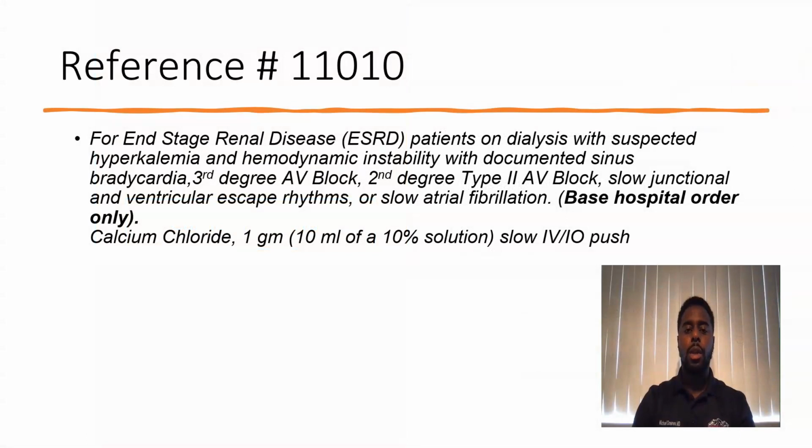So, the change in policy reads as follows. For end-stage renal disease patients on dialysis with suspected hyperkalemia and hemodynamic instability with documented sinus bradycardia, third-degree AV block, second-degree type 2 AV block, slow junctional and ventricular escape rhythms, or slow atrial fibrillation, through a base hospital order calcium chloride can be given as 1 gram via slow IV or IO push.